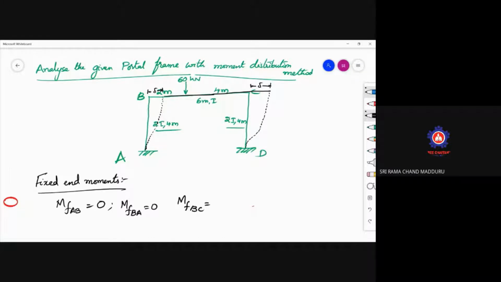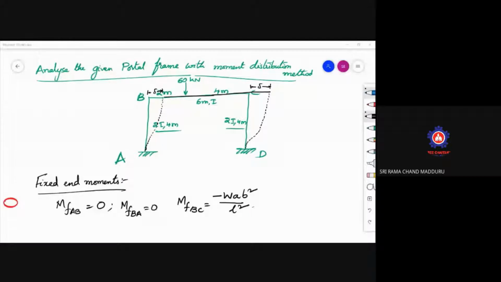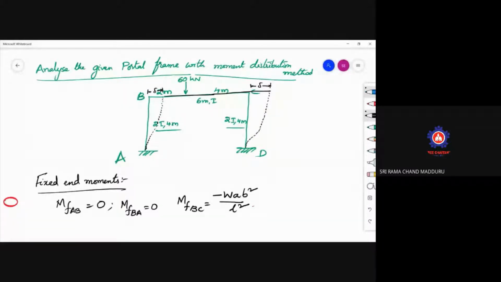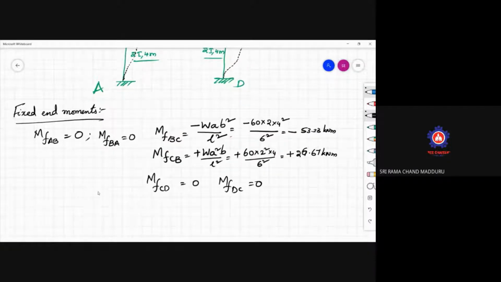MFBC. What is the value of MFBC? Minus WAB square by L square. Yes, the moments at AB, BA, CD, DC are 0. MFBC is nothing but minus 60 into 2 into 4 square by 6 square. After this, we need to go with the distribution factors.